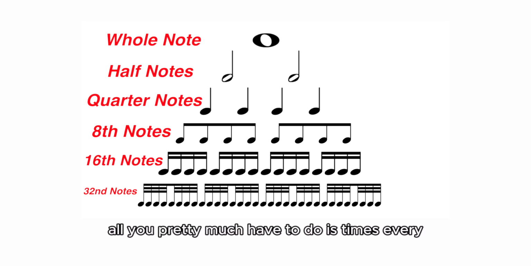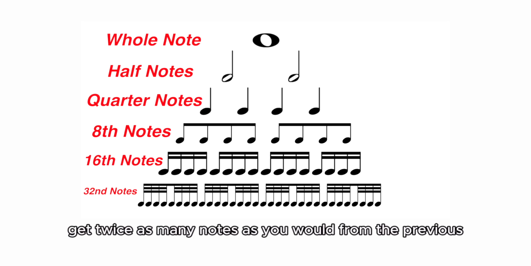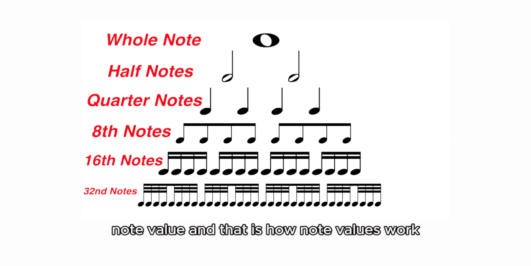All you pretty much have to do is times every note value by 2, and you'll get twice as many notes as you would from the previous note value. And that is how note values work.